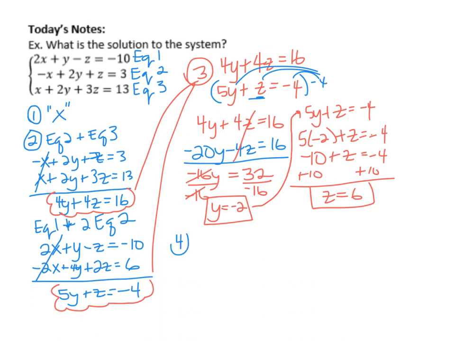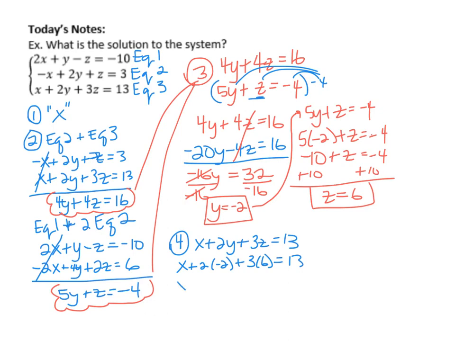So now pick one of your 3 equations, doesn't matter which one it is. I'm going to pick equation 3 because x will be easy to isolate. X plus 2y plus 3z is equal to 13. If we substitute in negative 2 for y and 6 for z, we get x plus 2 times negative 2 plus 3 times 6 is equal to 13.